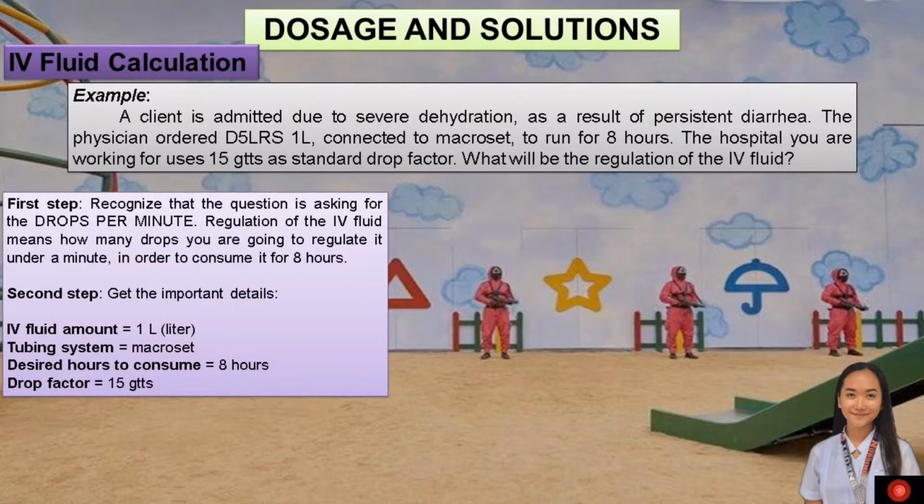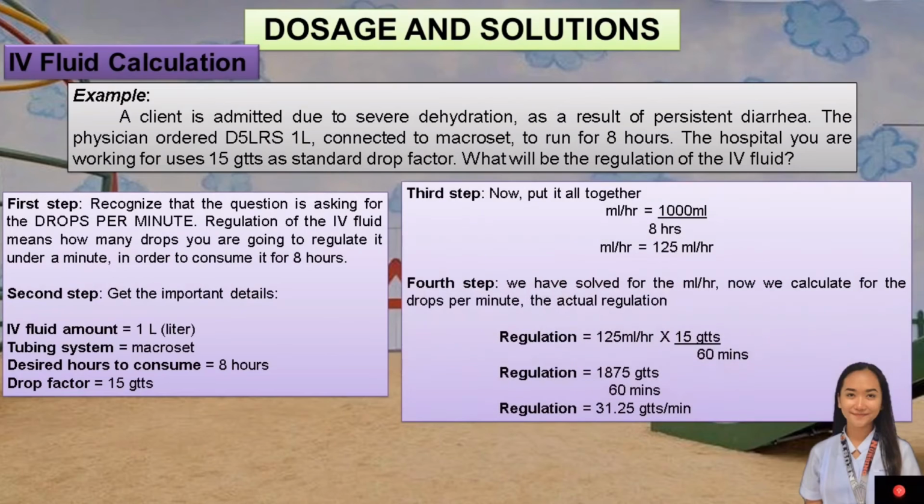Second step, get important details. IV fluid amount: 1 liter. Tubing system: macroset. Desired hours to consume: 8 hours. Drop factor: 15 drops. The third step is to put it all together. ml per hour is equal to 1000 ml over 8 hours, which is 125 ml per hour. The fourth step: we have solved the ml per hour, so now we can calculate the drops per minute, the actual regulation. The regulation is equal to 125 ml per hour times 15 drops over 60 minutes.